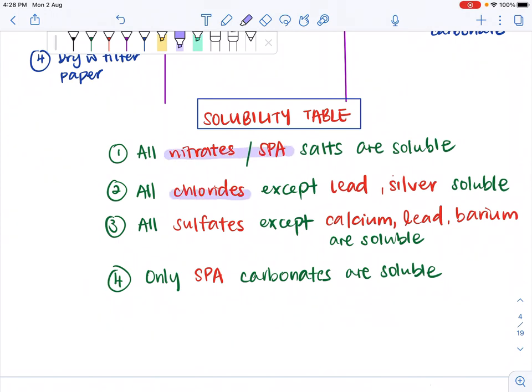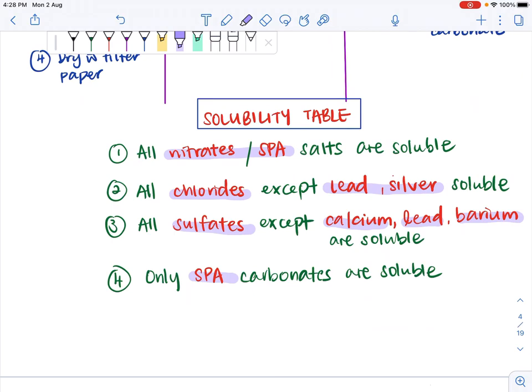Chlorides are soluble except for lead and silver. Sulfates are soluble except for calcium sulfate, lead sulfate, and barium sulfate. And all carbonates are insoluble. Only the spar salts are soluble.